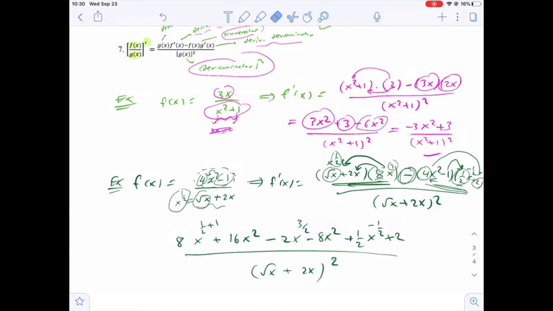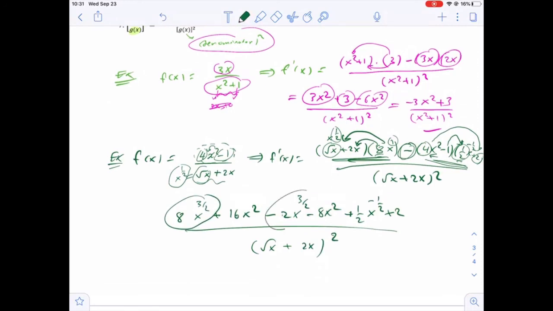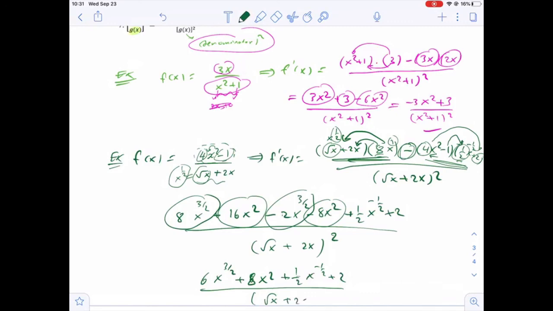Now here, if we need to simplify more, we have 8x to the power 3/2 minus 2x to the power 3/2, that's 6x to the power 3/2, and we have 16x squared minus 8x squared, that's 8x squared, and we have 1/2 x to negative 1/2 plus 2, all divided by square root x plus 2x all squared, and that's it.